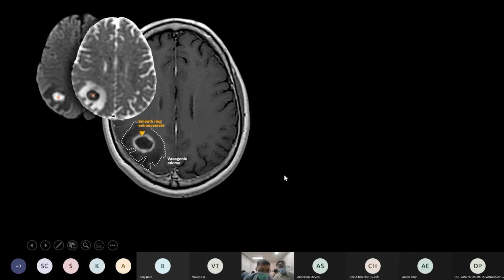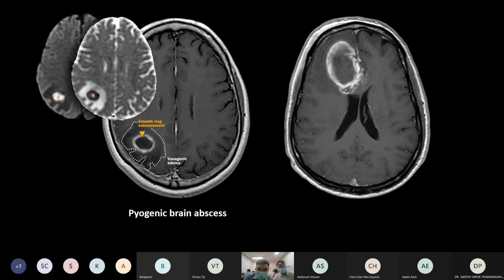So the most likely etiology, like you say, is brain abscess. It can also be GBM, glioblastoma multiforme, but usually GBM will look like this. Usually it's also ring enhancing, but it's irregular, and usually the inside is not fully isointense.